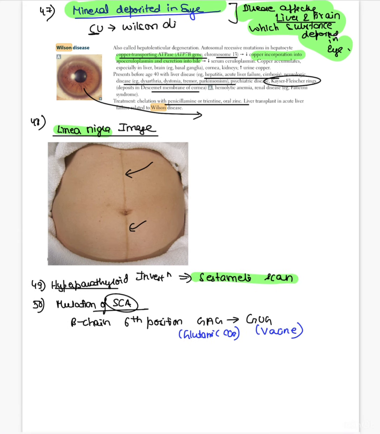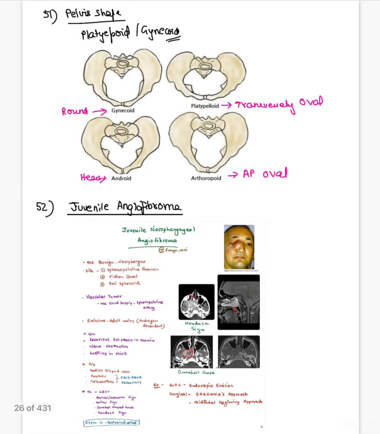Then they ask you the mutation of sickle cell anemia. We know that sickle cell anemia appears like this, that is sickling of the cells, also known as drepanocytes. Here the mutation is at the beta chain at the 6th position, where GAG is replaced by GUG, that is glutamic acid is replaced by valine. Now moving on to the next one.